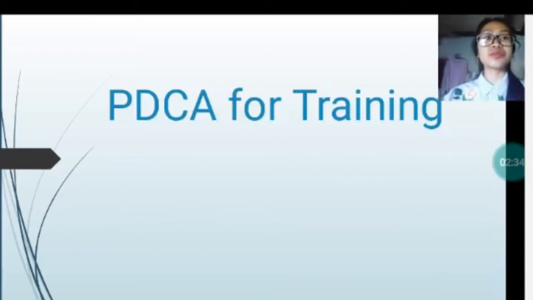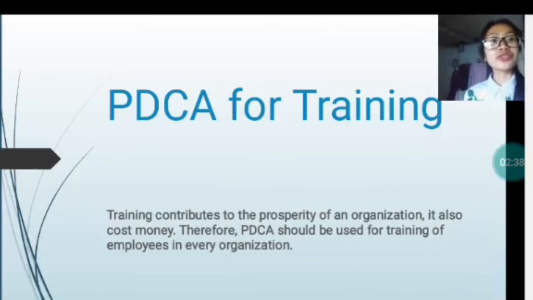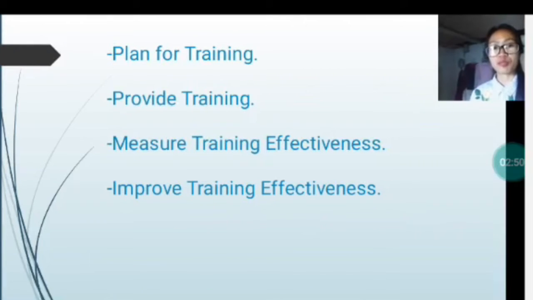Let's proceed to the PDCA for training. Training contributes to the prosperity of an organization. It also costs money. Therefore, PDCA should be used for training of the employees in every organization. First is the plan for training. Every employee needs training. Their training should be planned and documented.